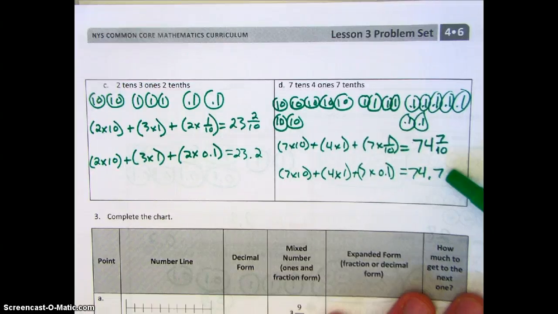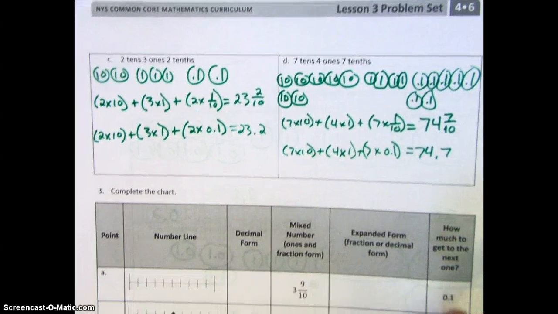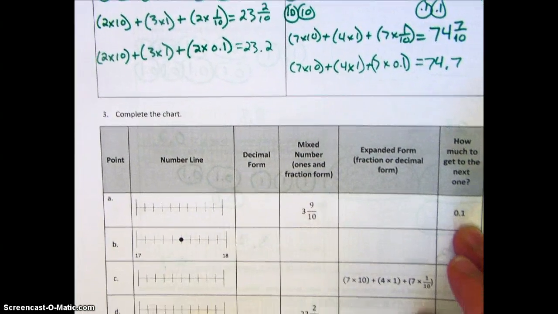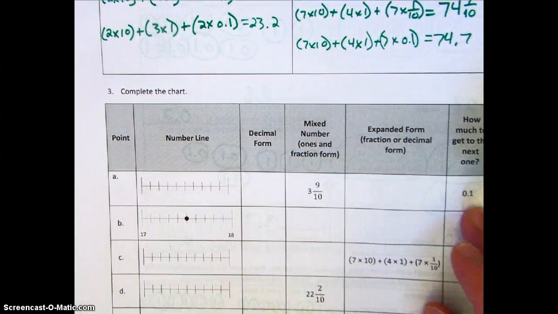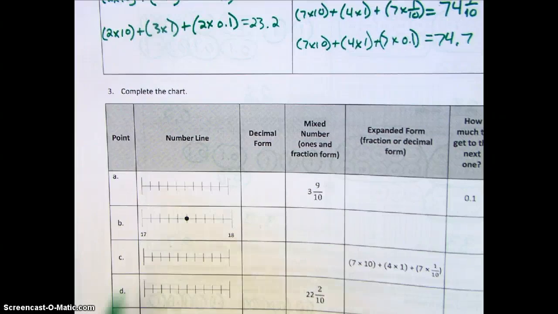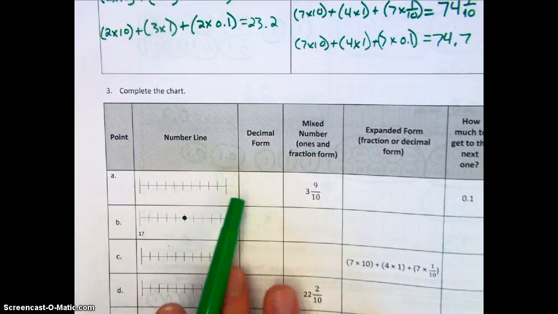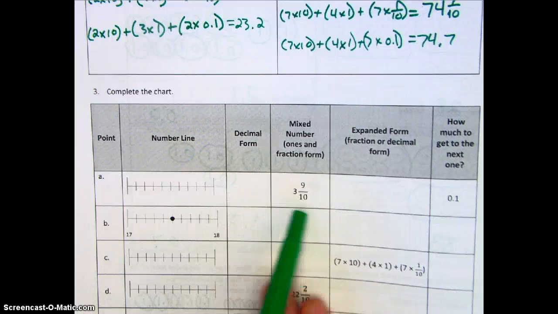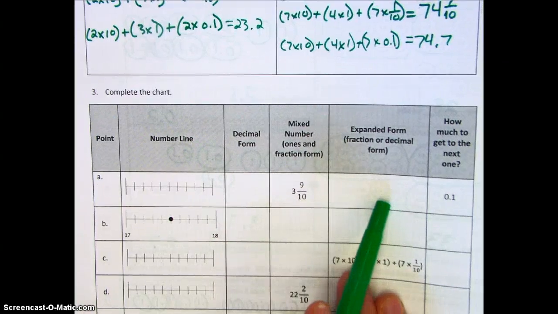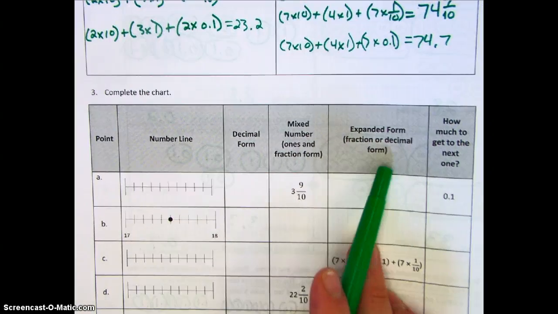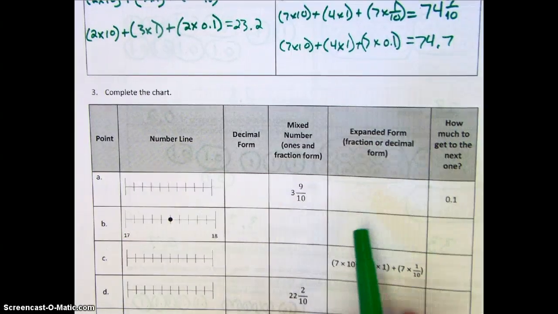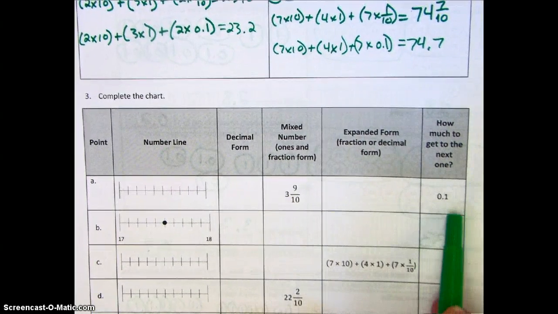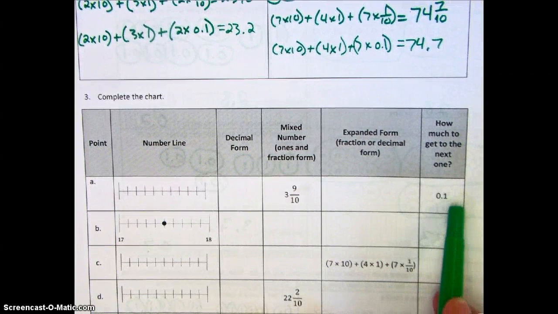Okay. Now, moving on to our chart on the bottom here. We're going to take a number and we're going to represent it a few different ways. We're going to demonstrate what it looks like on the number line. We're going to write it as a decimal, show it as a mixed number. We're going to write it with expanded form, either using a fraction or the decimal. Okay, we're going to do a little bit of both, and then on the homework you can do whichever way you choose. And then we're going to take a look at how many more do we need to get to the next one.